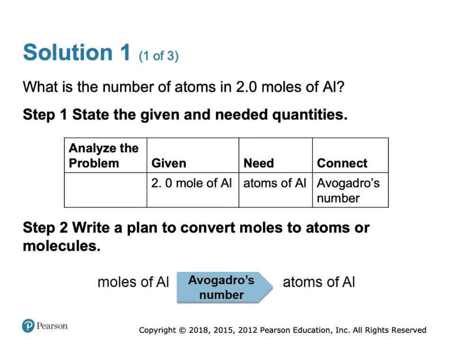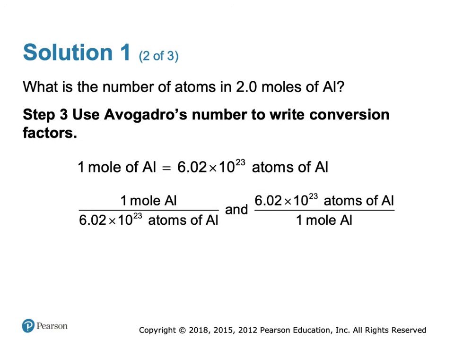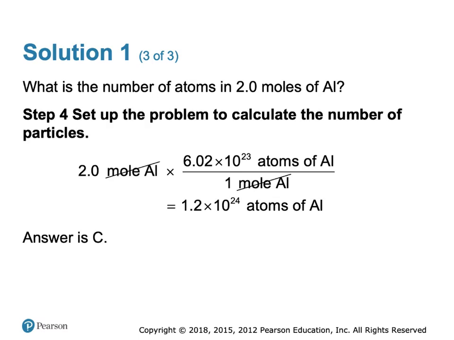So this just lays out the problem, how I did it. All right, so there's your conversion factor. And then finally our moles cancel, and you see that it's 1.2 times 10 to the 24. I want to take note that there are two significant figures because we have two significant figures in our given quantity.